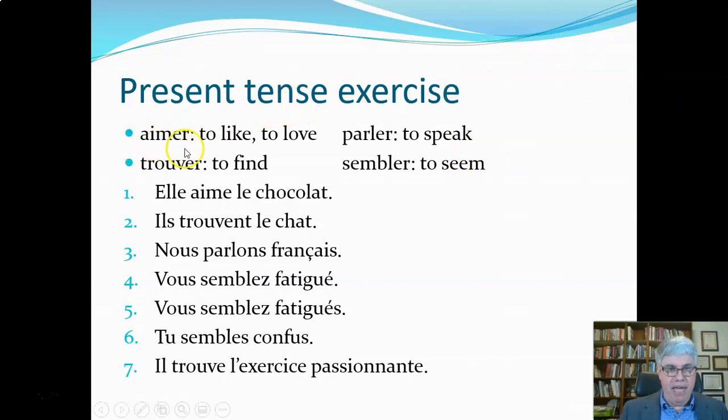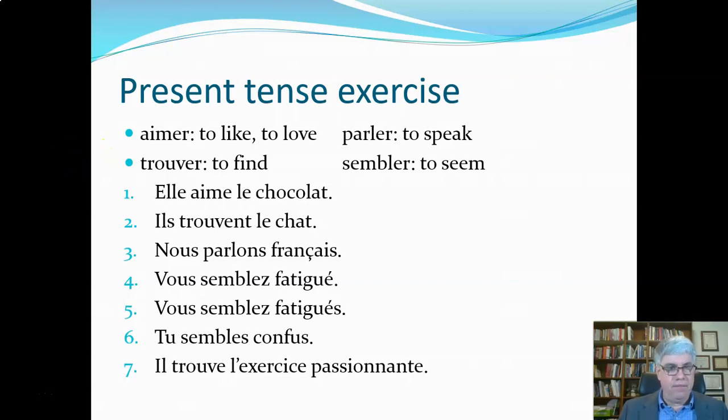We've got aimer, which means to like or to love. And it's interesting, in French, we have the same verb for both. And it's one of those things like, oh, that must be horrible to not be able to distinguish between like and love. Well, it turns out that so much is dependent on the context that you never really have to worry about the ambiguity if you know what the context is. It's not an issue. So in English, you want to translate it either as to like or to love, depending on the context.